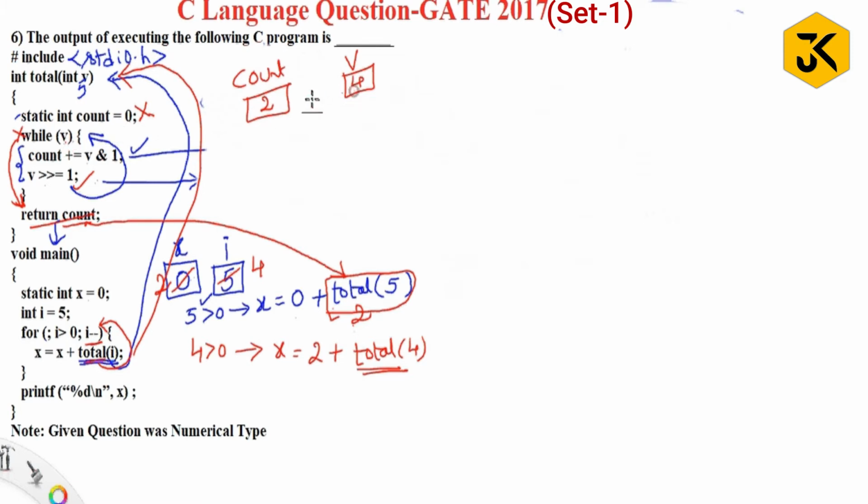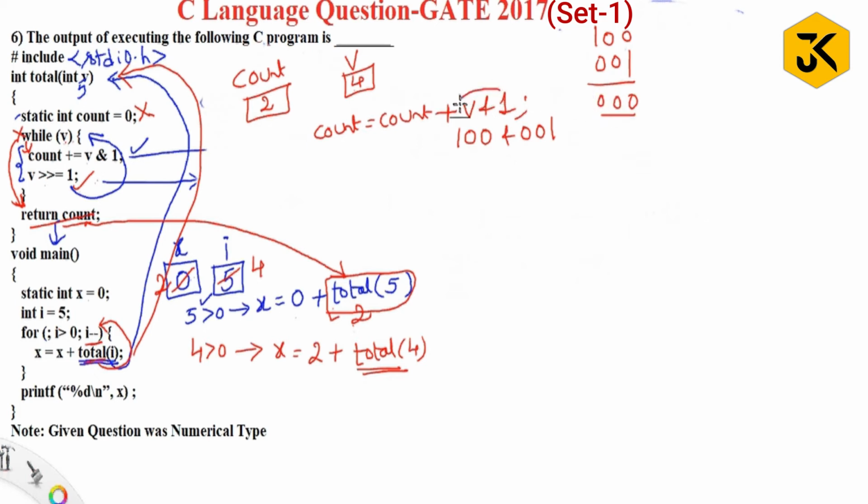Next, while of V, yes, some positive value, enter into the block. Then count equal to count plus V binary and 1. V value is what? 100. 4 I can write like 100 and 1 I can write like 001. If I perform AND operation, you will get 0 0 0. So this value is replaced with 0. Count value is what? 2. 2 plus 0 is once again 2. This statement is completed.